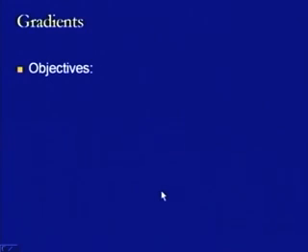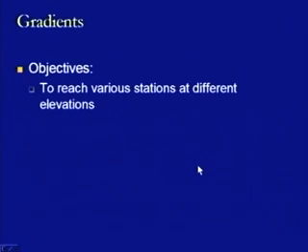Now, why are we providing the gradients? Let us look at some of the objectives of the provision of gradients. We are interested in reaching different locations which are at different elevations. This is one of the primary objectives, specifically in the case of hilly areas, or the mountainous region, or where the topographical conditions are such that the two points have a vast difference of elevation.